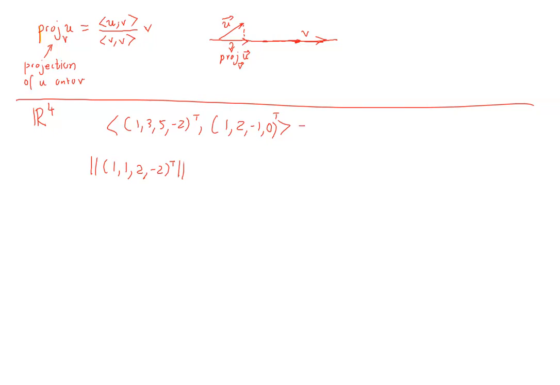Okay, let's make sure that we all did it correctly. So it's one times one, let me actually write it so that you can see it: one times one plus three times two plus five times negative one plus negative two times zero. That's what we were supposed to compute. And this is six minus five, I think it's one, right? And then the norm will be the square root of one squared plus one squared plus two squared plus negative two squared. So this will be square root of 10, right?